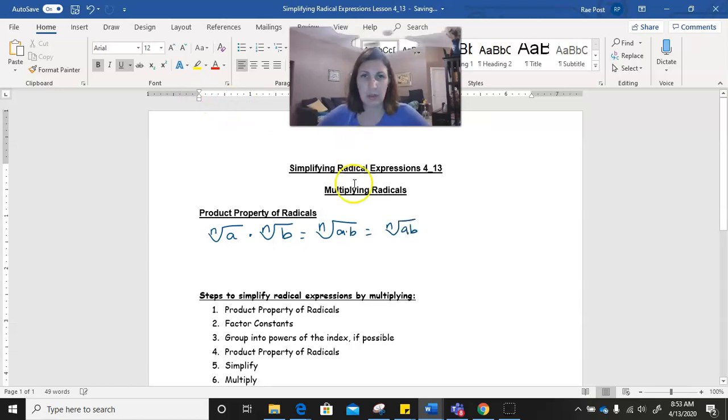But I want you guys to be aware of, you can take them apart and put them together, or if you have them together, you can split them up into two different radicals. Okay, so we're going to use that today. Let me show you with a number what that would look like.